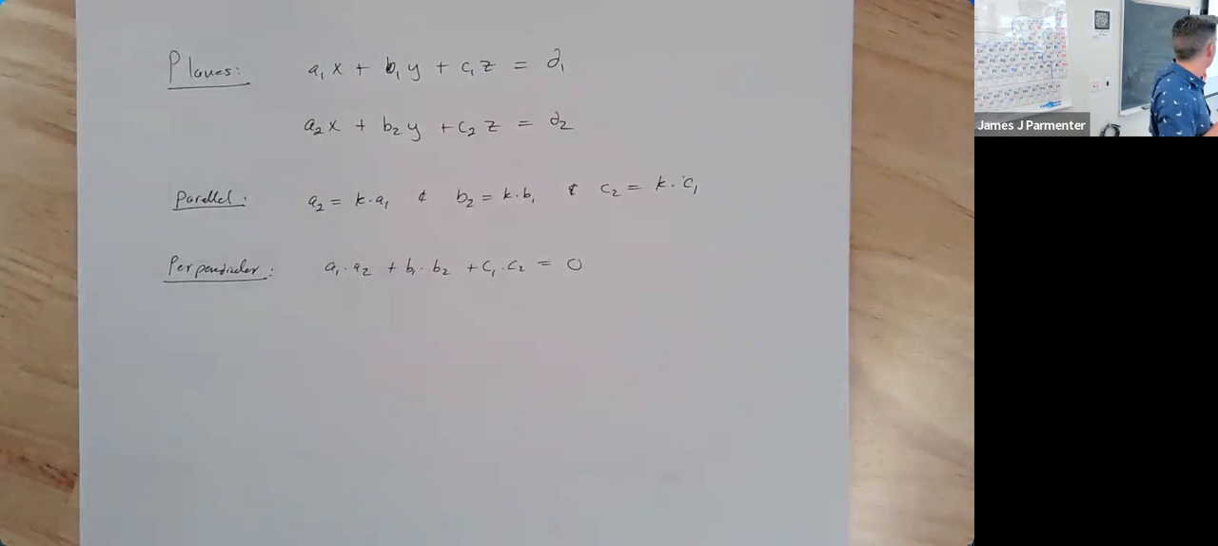So planes can be parallel, they can be perpendicular, or they can just intersect each other in a line. That also happens.